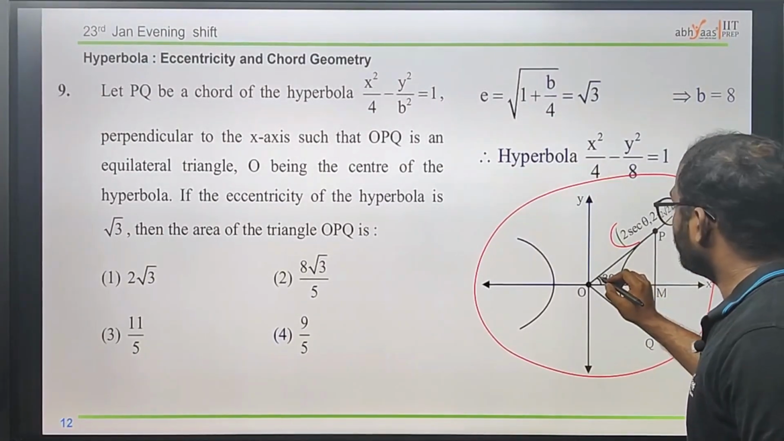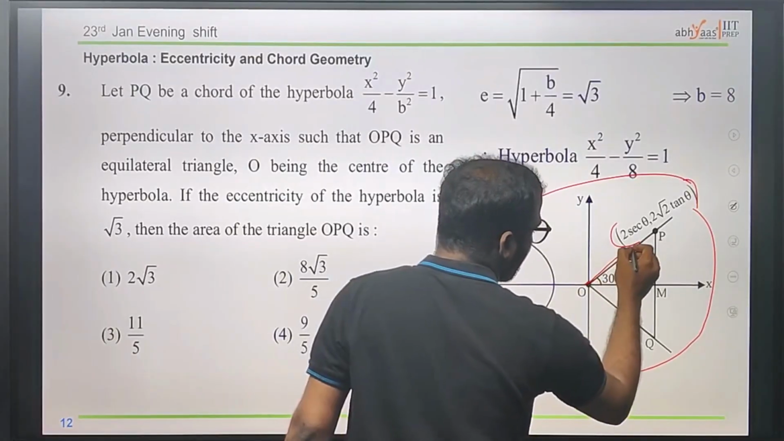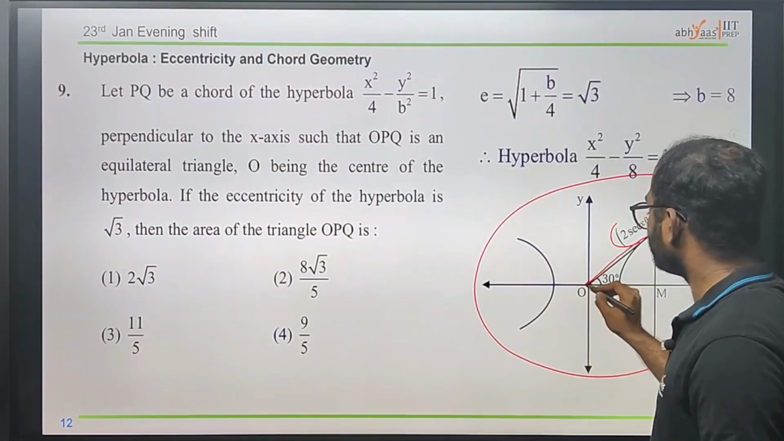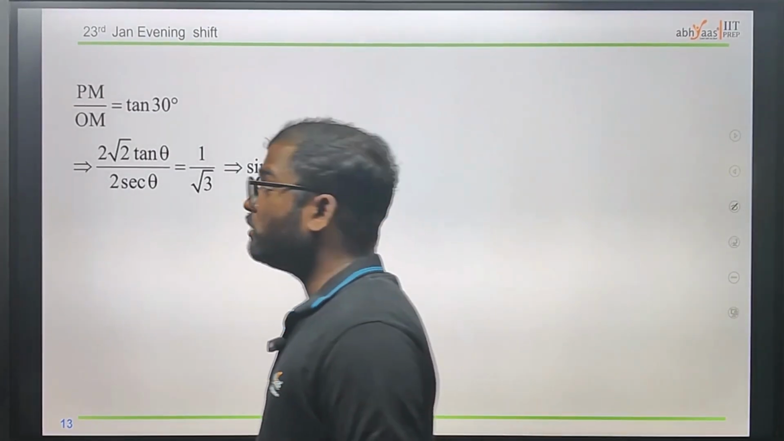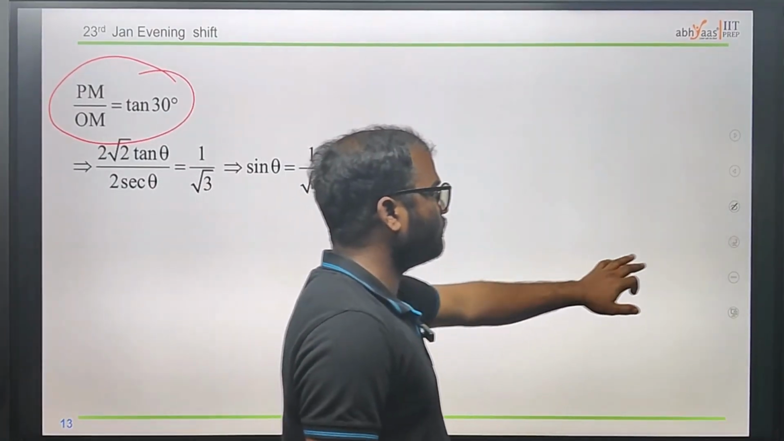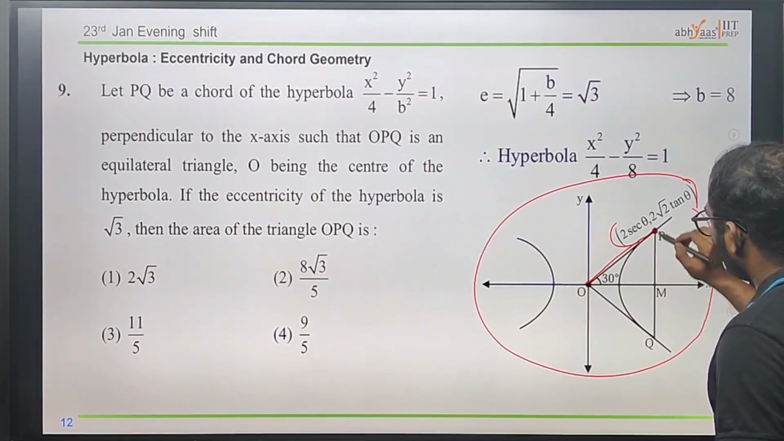Now, we also have this making an angle. From this we can easily find the center O. Now from this we can have PM by OM is equal to tan 30 degrees, from whatever we just saw in the diagram. Okay, the OP as PM.